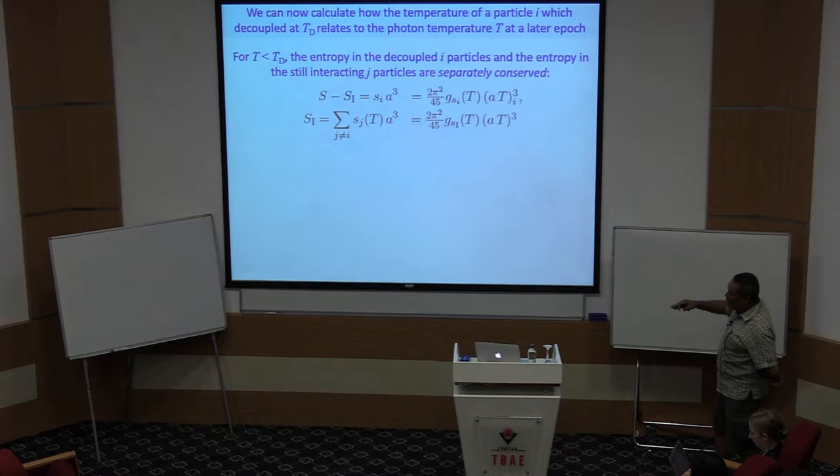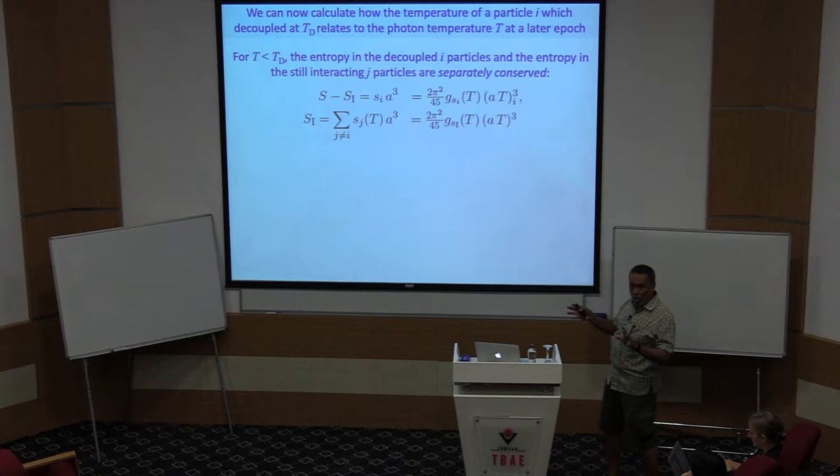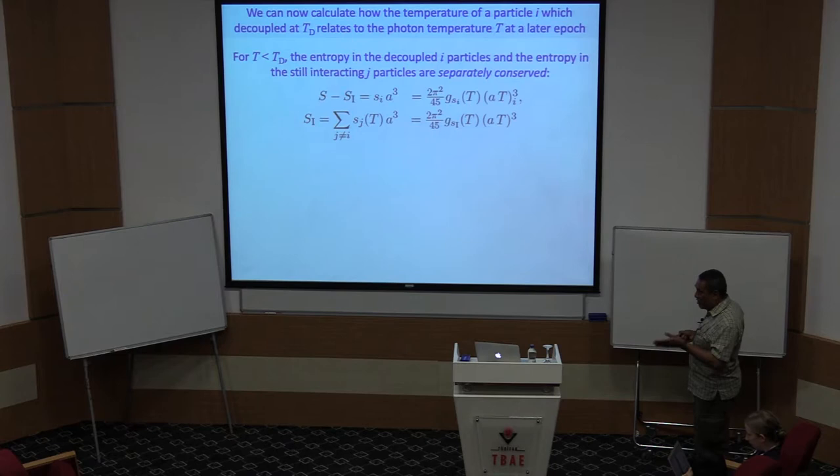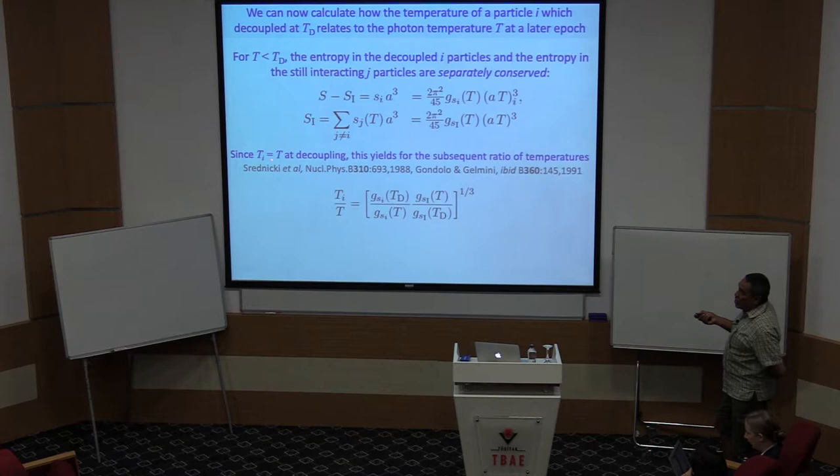So once the temperature drops below decoupling, the entropy in the decoupled I particles, which is here, is now no longer in thermal contact with the interacting particles. So the two will basically evolve like separate universes. They don't know about each other. I mean, they're occupying the same space, but they are separate universes in the sense they have no thermal contact. But of course, the initial condition is that the two temperatures are equal at the point of decoupling. So if you solve these equations, you find that the temperature of the decoupled particle with respect to the temperature of photons is just given by this expression, okay?